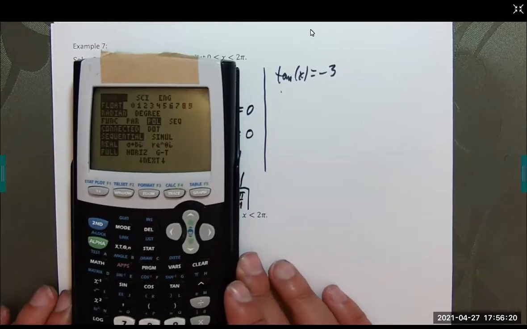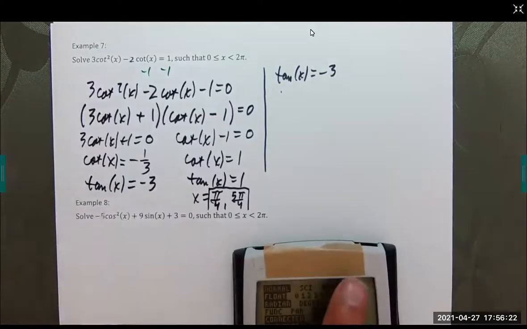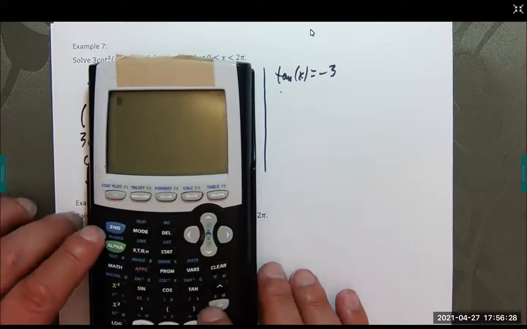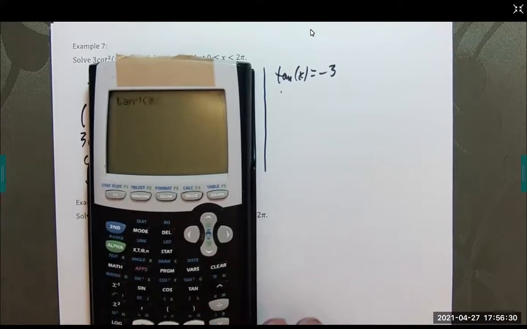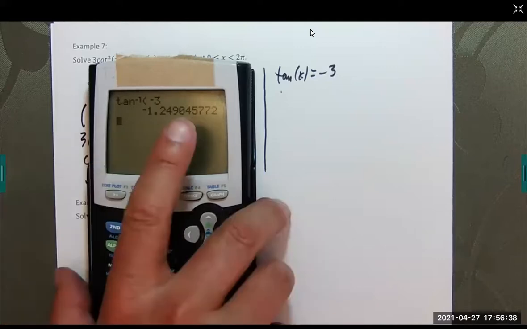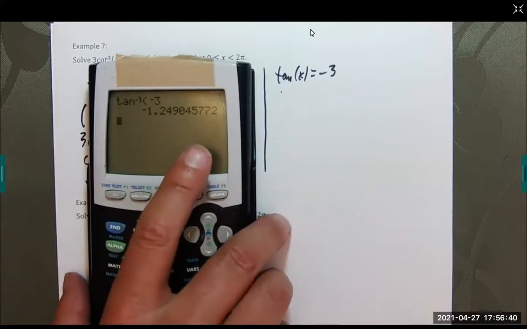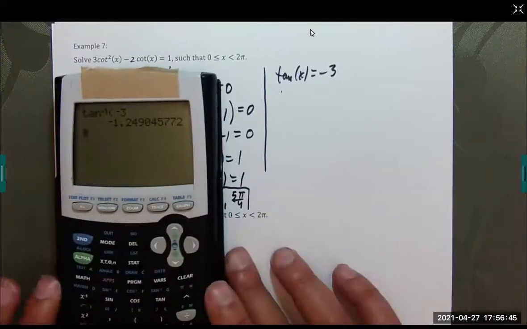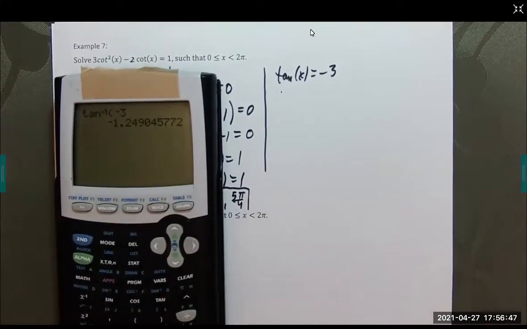All right, now here's the problem. They want answers between 0 and 2 pi. And let me show you what's going to happen when I do this. Inverse tangent of -3. You see it's negative? That is a problem. So let me show you kind of geometrically what's happening here.